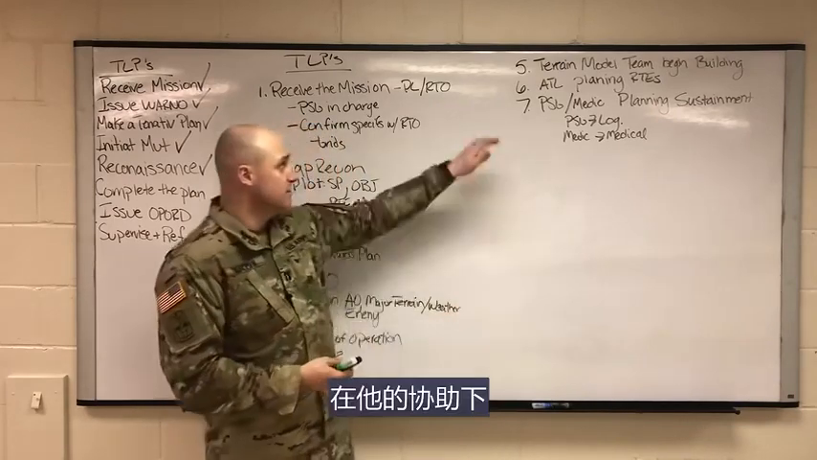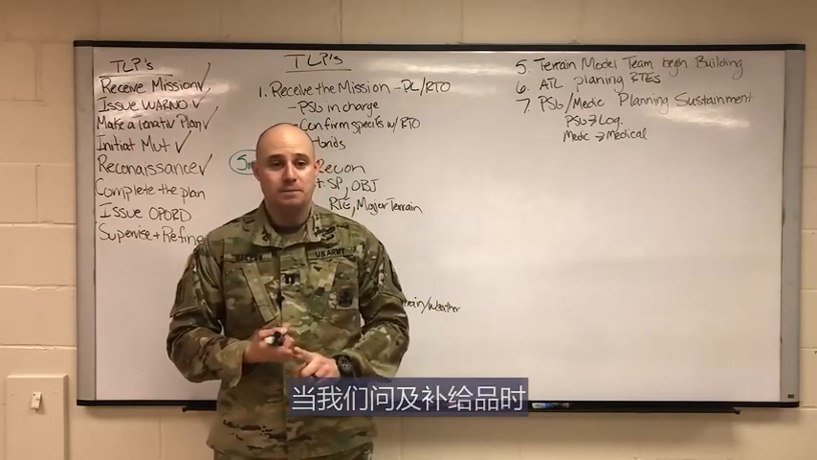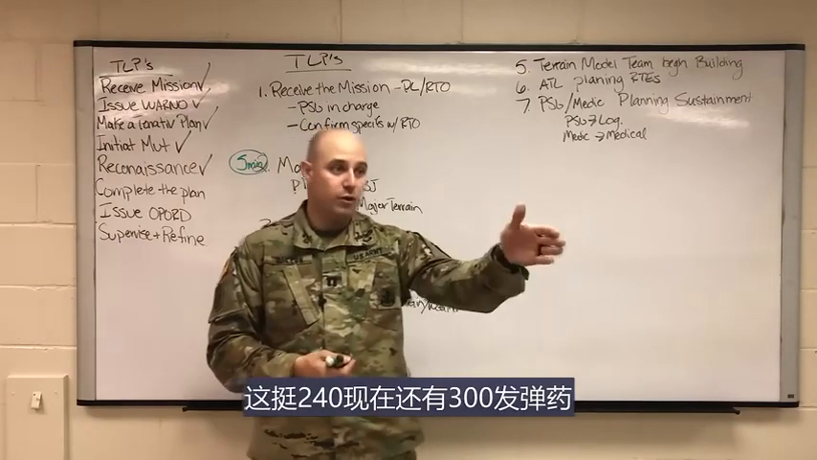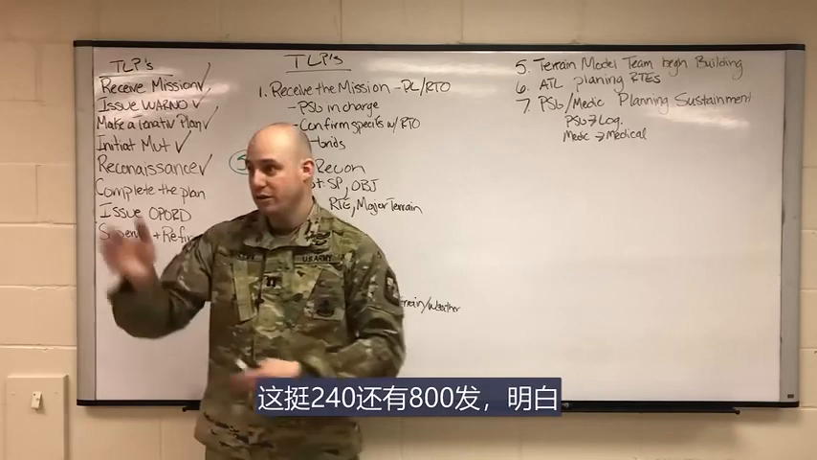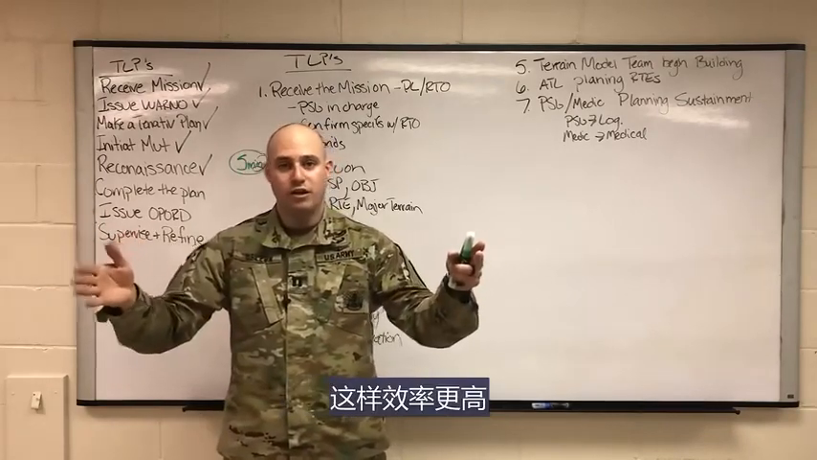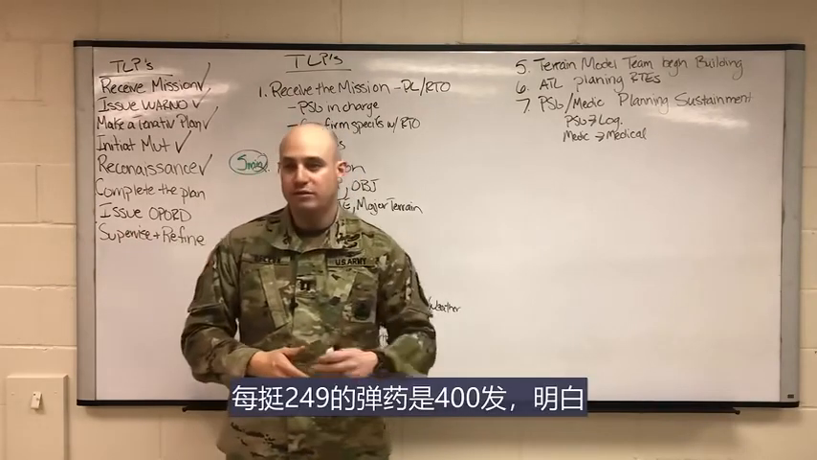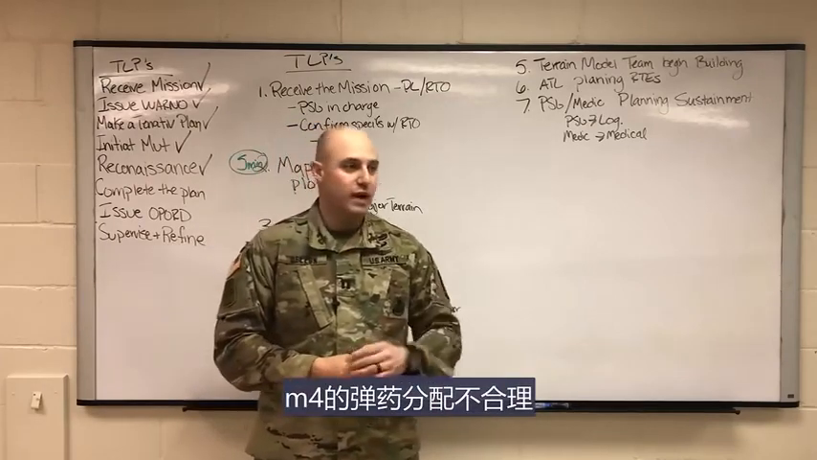Okay, so when he's in sustainment, when we're looking at those classes of supply, he's looking at how much ammo do we have per 240 weapon system? Hey, this 240 right now has 300 rounds. This 240 has 800 rounds. Okay, roger. Hey, weapon squad leader, cross level, so we have an equal number of rounds with each gun, so we can be more effective. Okay, 249s. Hey, average 249 round count right now is 400 rounds. Roger. M4, hey, average is 2 mags.